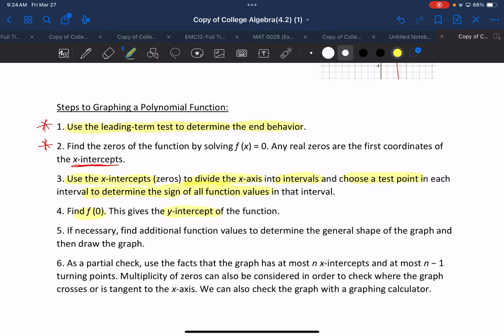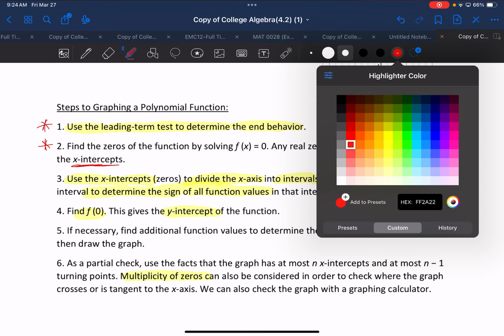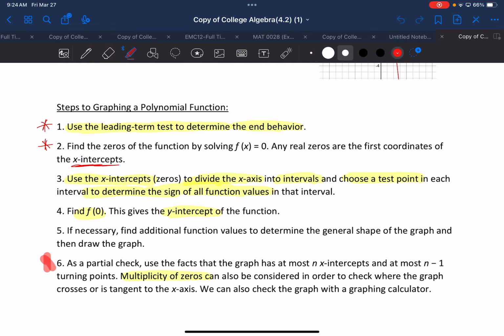Number 6, as a partial check, you can use the facts that we just learned about how many x-intercepts and how many turning points it should have, or at most how many it should have. But the important one of number 6 is the multiplicity of the zeros. This is very important, or very useful, I should say.